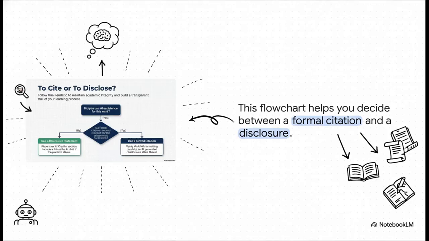And thankfully, this simple flowchart makes it super easy to handle that transparency. Just follow the logic. First question, did you use AI? If yes, then ask the next question. Does the assignment require a formal citation, like a research paper would? If it doesn't, a simple disclosure statement is perfect. If it does, then you'll need a formal citation.